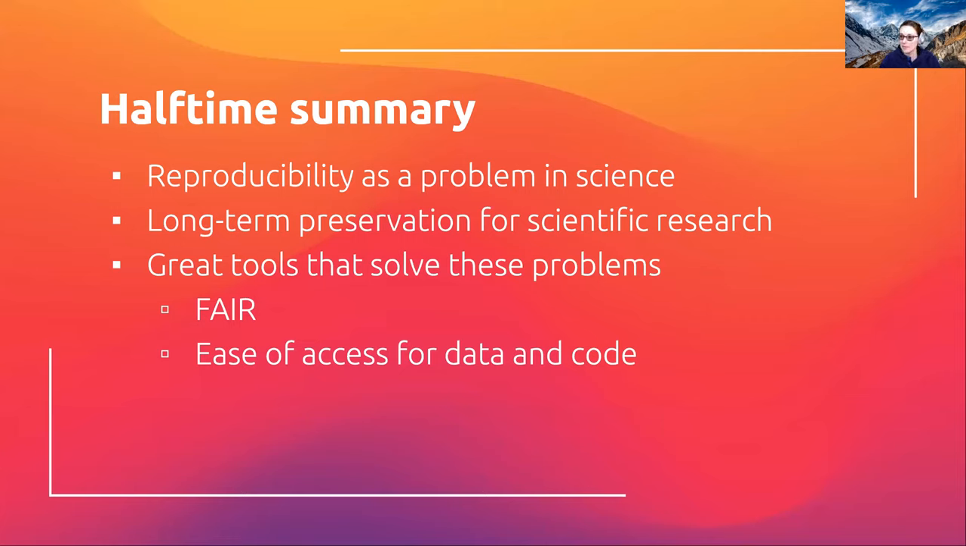So I just want to give a halftime summary of what we learned here. We learned that reproducibility is a huge problem in science, and it is kind of separate from the FAIR principles that we have in data repositories. We want to improve reproducibility, but we also want to enable long-term preservation for scientific research. These are great tools that can solve many of these problems, and they can be FAIR with good metadata. These are also FAIR options. However, we still want to insist on ease of access for data and code, maybe from the browser and so on. Some of these tools might behave more like a black box than the others.